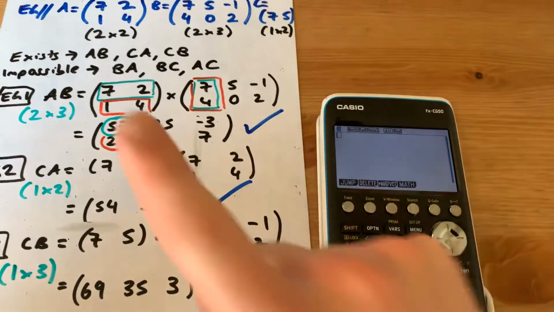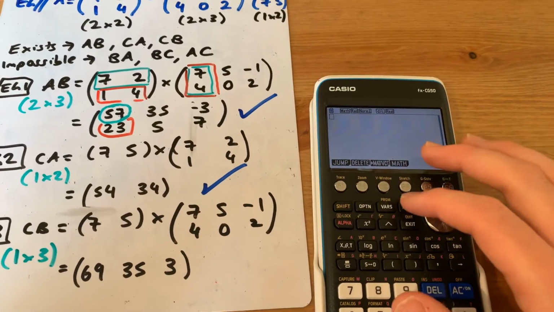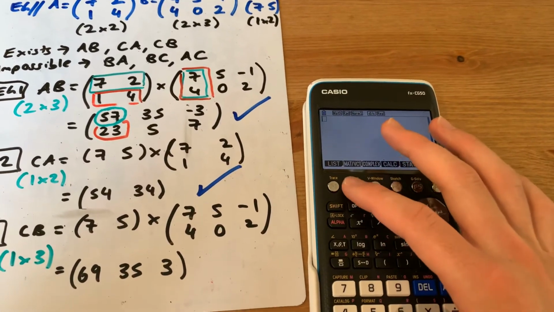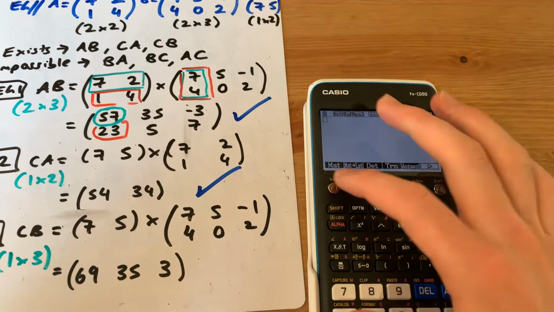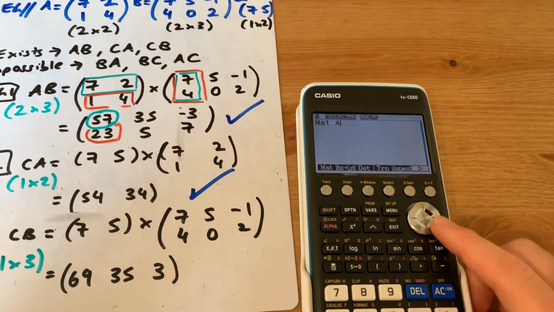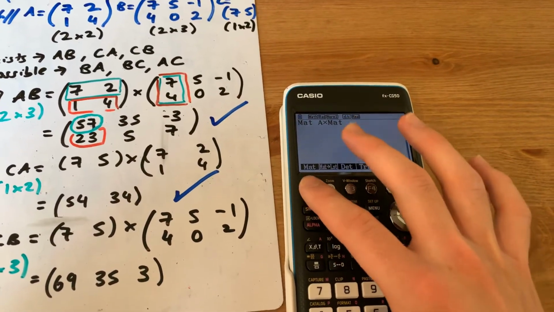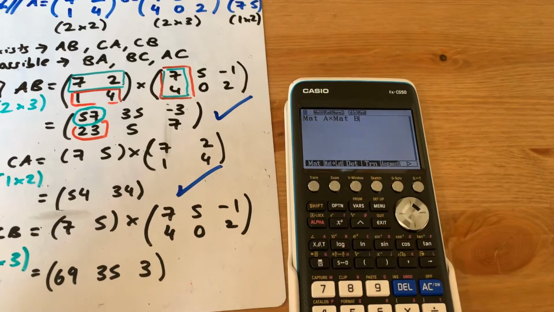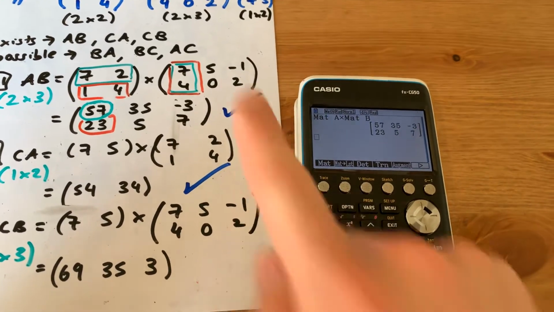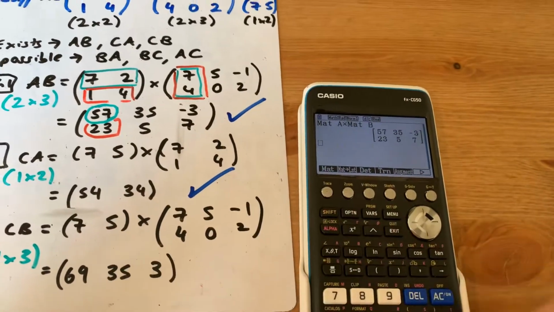Now to do the calculations, let's consider calculation AB. I'm going to press Option, Matrix/Vector, Matrix, and then I'm going to use the Alpha A. So I want matrix A, and I want to times that by matrix, and then Alpha again, B. And that should give me the answer which I had earlier on. And you can follow that through for the rest of them as well.